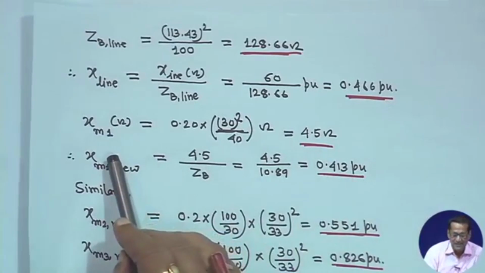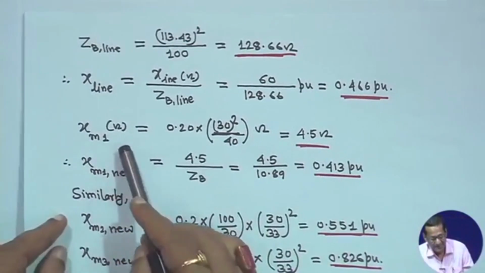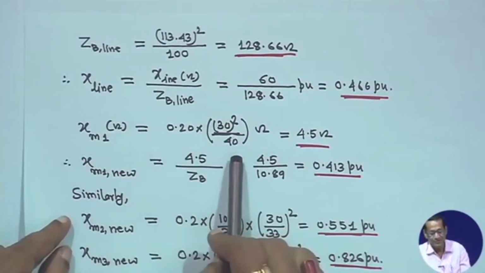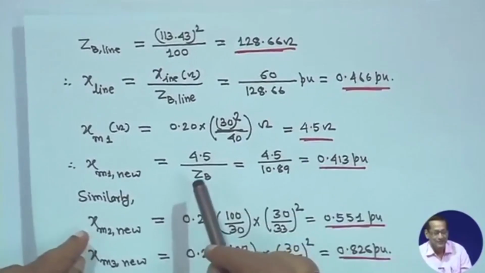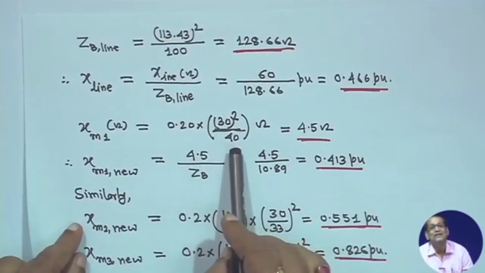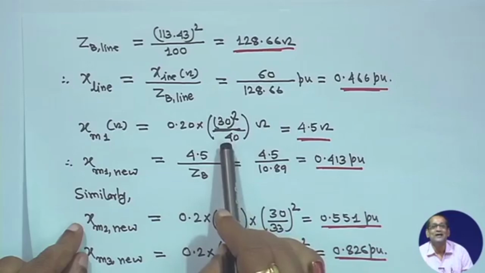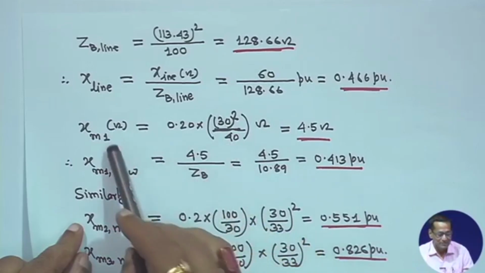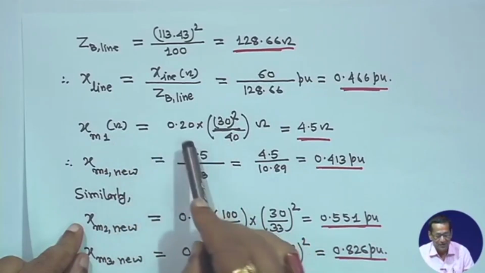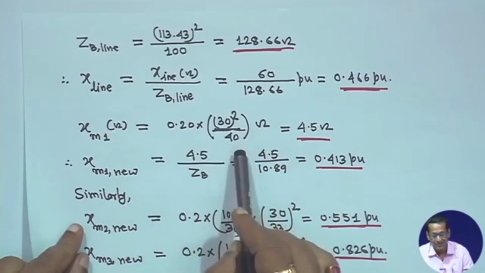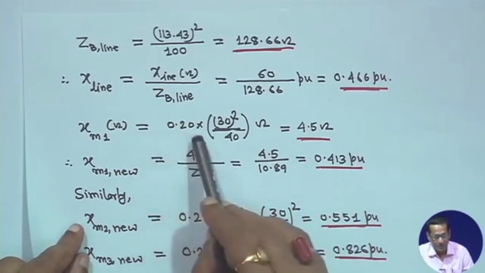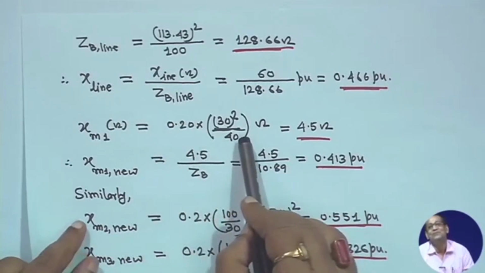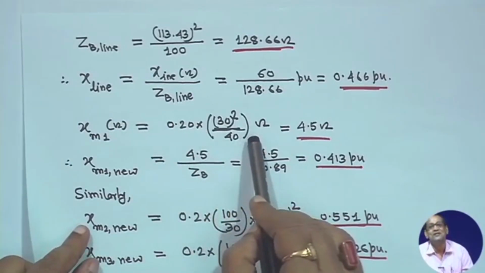Now, for the motor side, you can use equation 16, relating old values and new values. I have explained all this previously, so now you can do it very easily. I am writing directly, you try. XM1 ohmic value is 0.2 into 30 square upon 40, because first you have to convert it to its ohmic value on its own rating, that is its own base values.